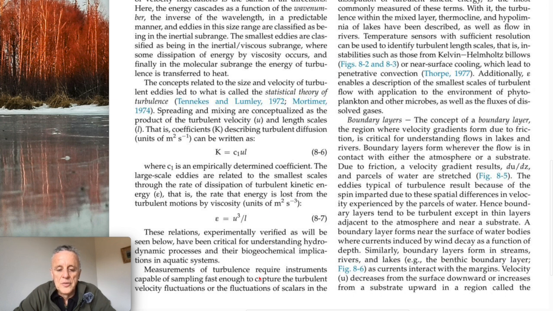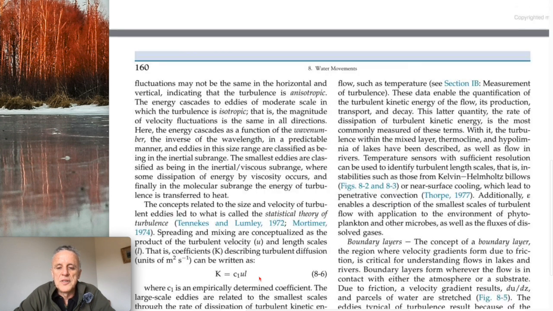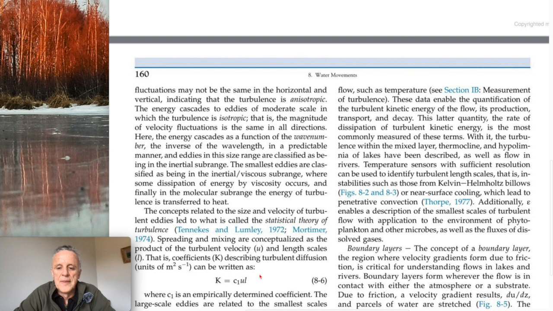These relations, experimentally verified as will be seen below, have been critical for understanding hydrodynamic processes and their biogeochemical implications in aquatic systems. Measurements of turbulence require instruments capable of sampling fast enough to capture the turbulent velocity fluctuations or the fluctuation of scalars in the flow, such as the temperature. So why don't we stop right here, and we'll continue tomorrow to go over the continued content. Well, maybe I guess I could just push it on to boundary layers.